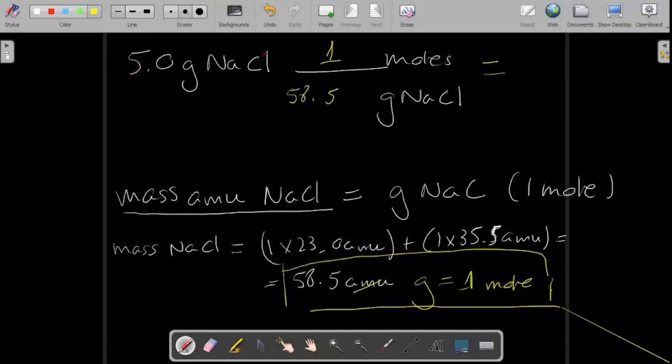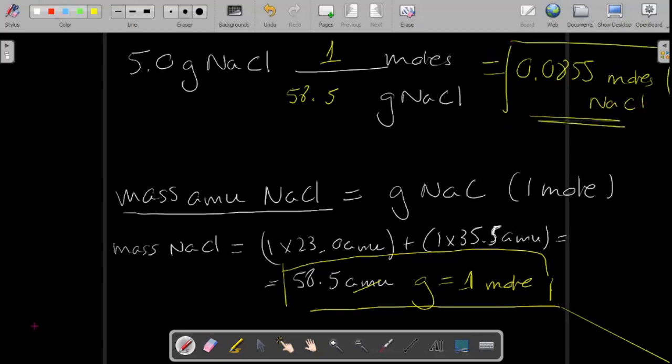So 5 times 1 divided by 58.5. If you do that, you'll see that you have 0.0855 moles of sodium chloride. This is your answer. Okay, review one more time. If you find the mass for that molecule in AMUs and you call it grams instead of AMUs, you have 1 mole of that substance.